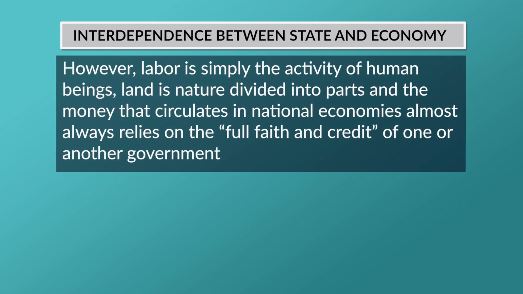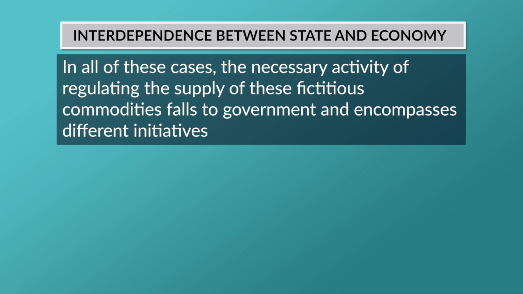However, we need to understand that labor is simply the activity of human beings. Land is nature divided into different parts. And the money that circulates in national economies almost always relies on the full faith and credit of one or the other government. In all these three cases, the necessary activity of regulating the supply of these fictitious commodities is dependent on the government, which encompasses different activities.